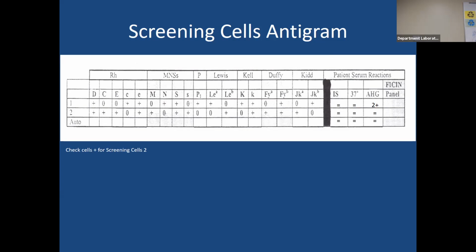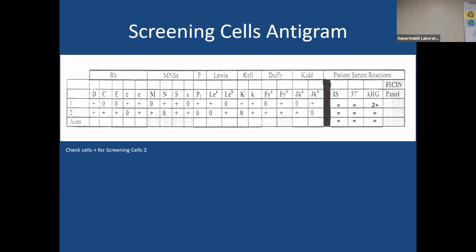So these are the antigenic expressions of your commercial red cells. This is how your patient reacted to those cells. In this situation, notice that on screening cell 1, our patient was negative at initial spin, negative at 37 degrees, but a 2+ reaction at AHG. And on screening cell 2, negative at initial spin, negative at 37, negative at AHG. And then this third one right here is your auto control. Patient cells mixed with patient plasma, and we have a negative reaction at all 3 phases of testing.